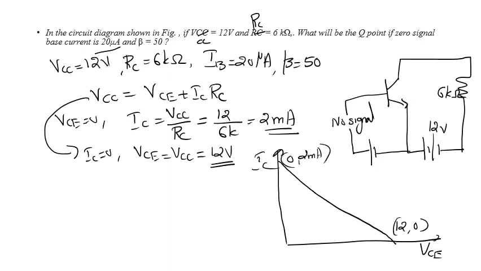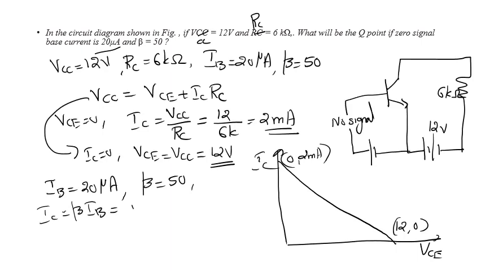Now to get the correct zero signal Q point, we have to use these expressions. IB equal to 20 microampere is the zero signal IB, and beta is equal to 50. From there we can calculate our IC value. So IC equal to beta IB, that is 50 into 20 microampere, which is 50,000 microampere, that will be equal to 1 milliampere. So this is equal to 1 milliampere.